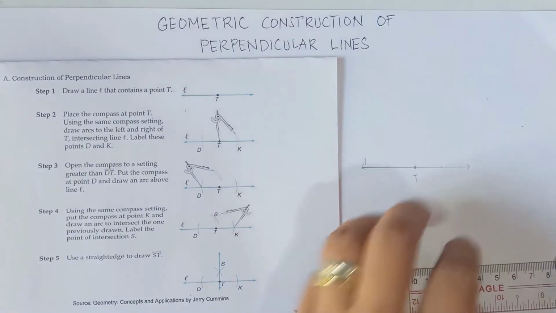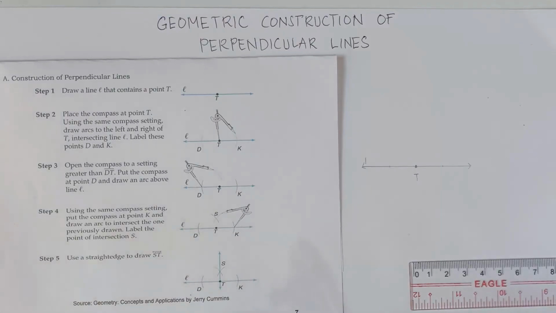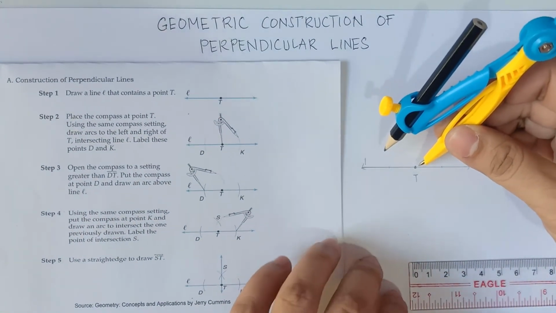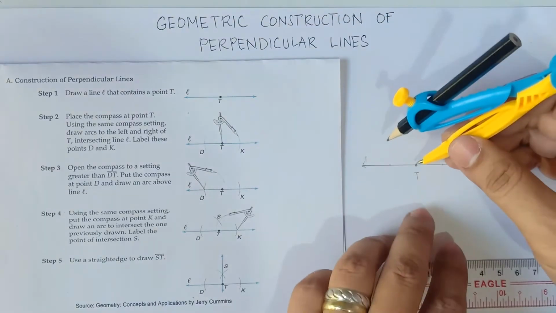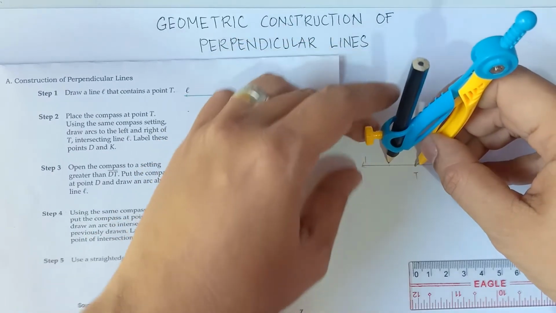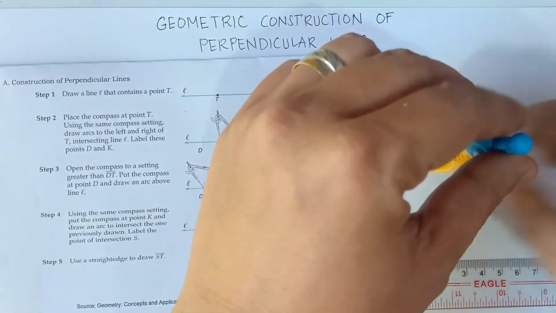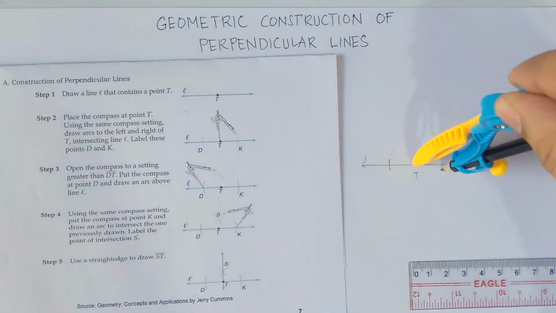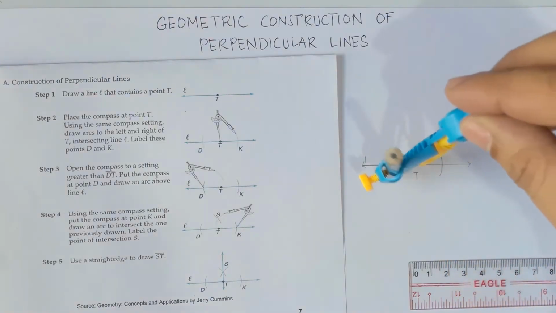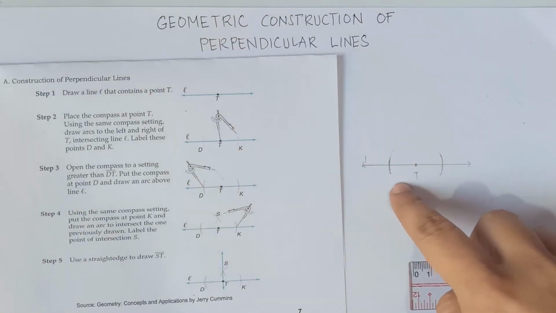Once again, place the compass at point T using the same compass setting. Draw arcs to the left and right, the same measure. We already measured 1.5. From the center part of your compass, this point, we measure from this point to this point, 1.5, and then draw an arc. It will be the same measure. Then for another 1.5, just simply rotate your compass, class. So this is 1.5 from the midpoint T, 1.5 on the right, and another 1.5 on the left. And that would be step 2.